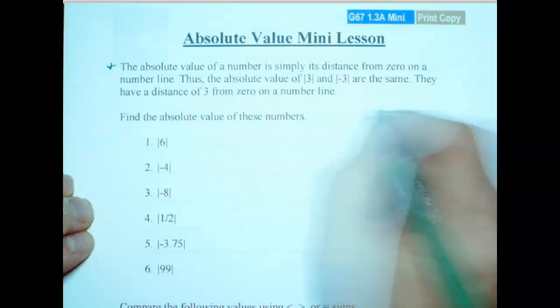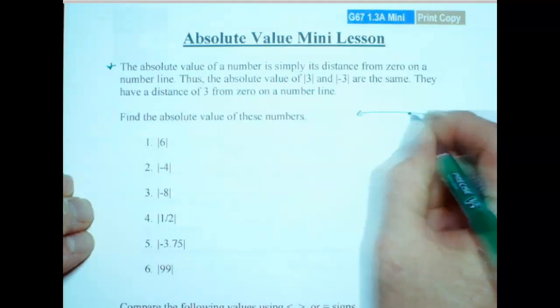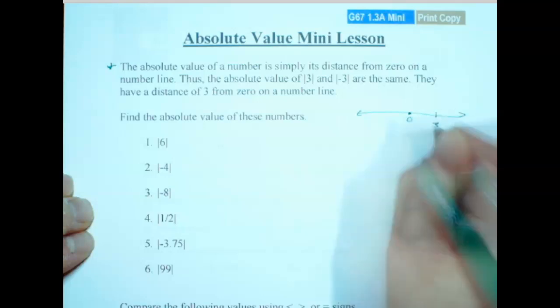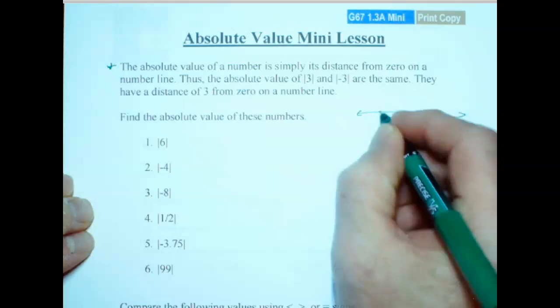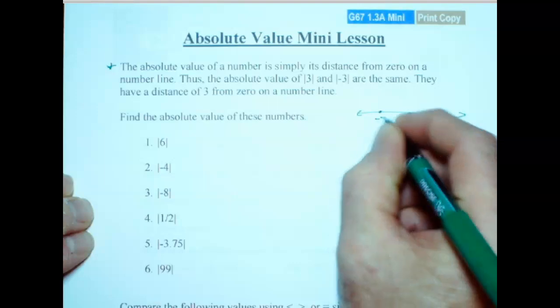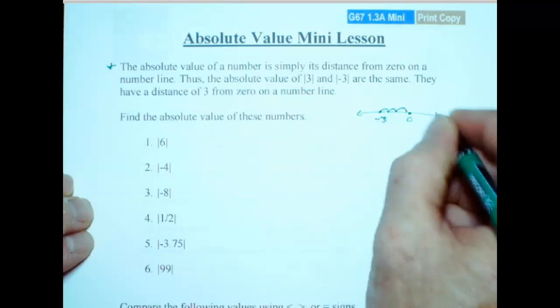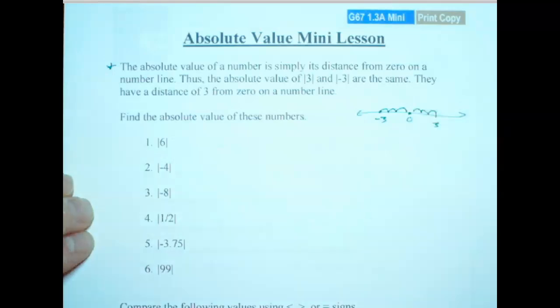So if you think about this number line here, put 0 here. Here's 3. And let me make this somewhat to scale. Here's negative 3. 1, 2, 3 bumps. 1, 2, 3 bumps. That's 3 places from 0. Both of them are. So the absolute value of both of them, that distance from 0, is the same.